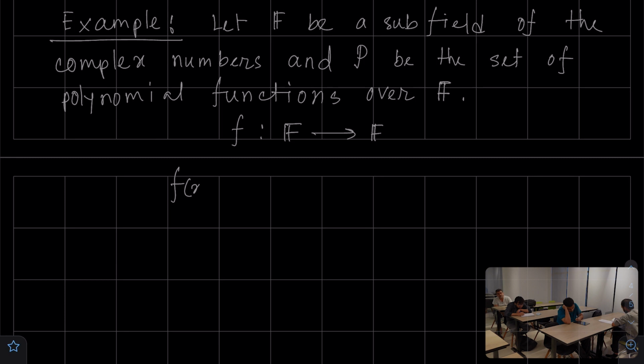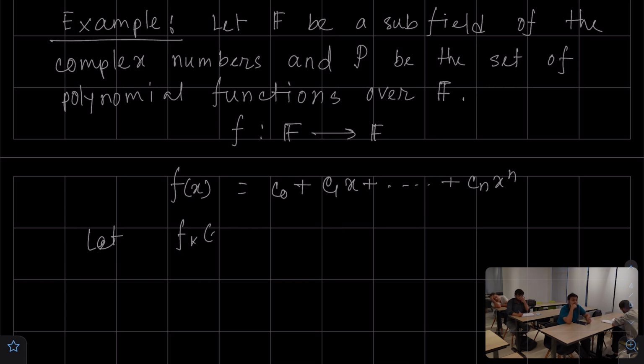Okay. So then f of x can be written, for an n-degree polynomial, as c naught plus c1 x plus up to cn x to the n. And let us consider that if fk of x equals x to the k, for k equals 0, 1, 2, and so on.